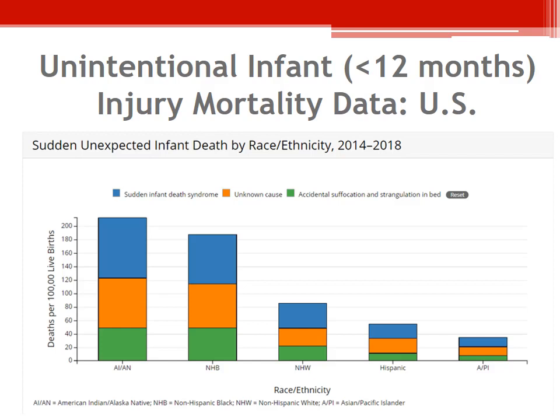And then the green bar represents accidental suffocation strangulation where it was known and very well documented that was the cause of death. But these are all SUIDs, and you can see that American Indian and Alaska Natives had the highest rates of SUID, followed by non-Hispanic blacks, non-Hispanic whites, with Hispanics and Asian and Pacific Islanders having the lowest rates of SUID per 100,000 live births.